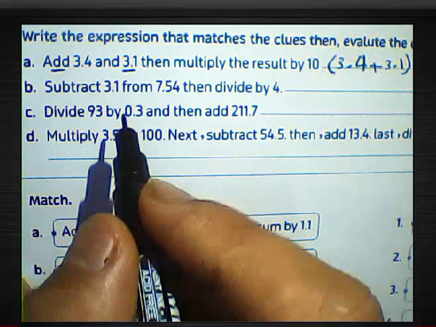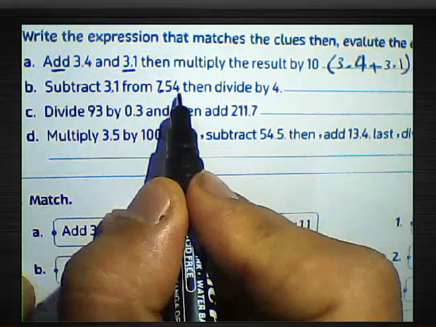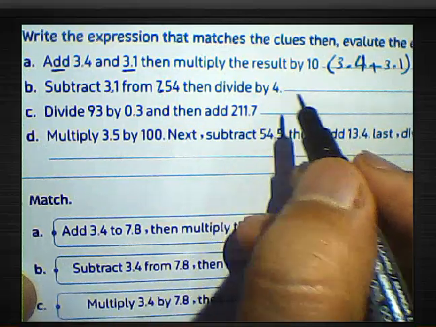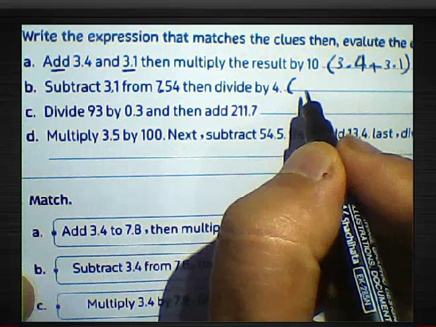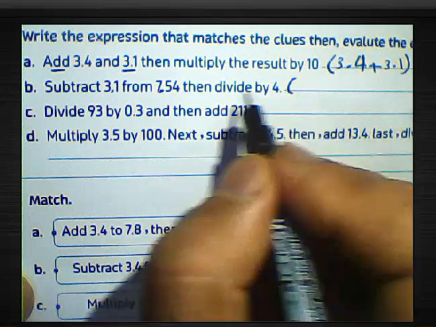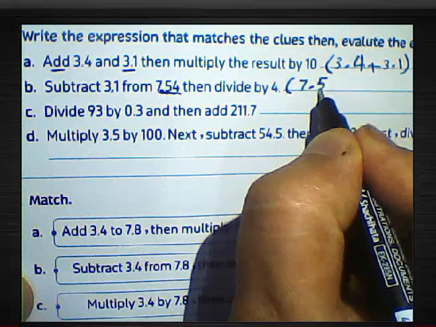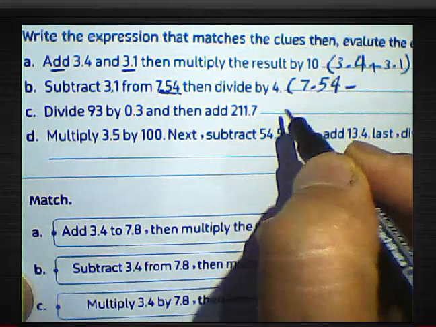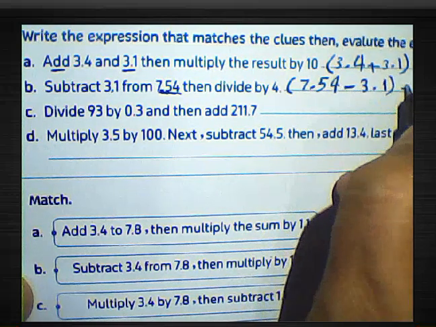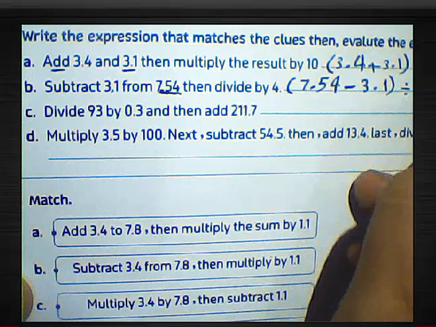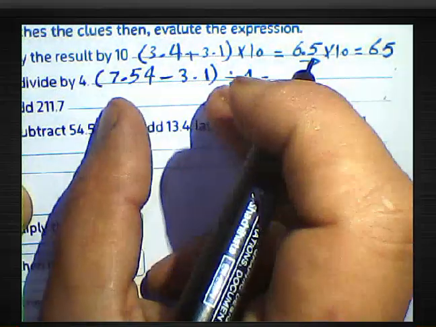Subtract 3.1 from 7.54, then divide by 4. We can write this operation in the brackets or parentheses. 7.54 subtract by 3.1, then divide the result by 4. Write this operation in the brackets.